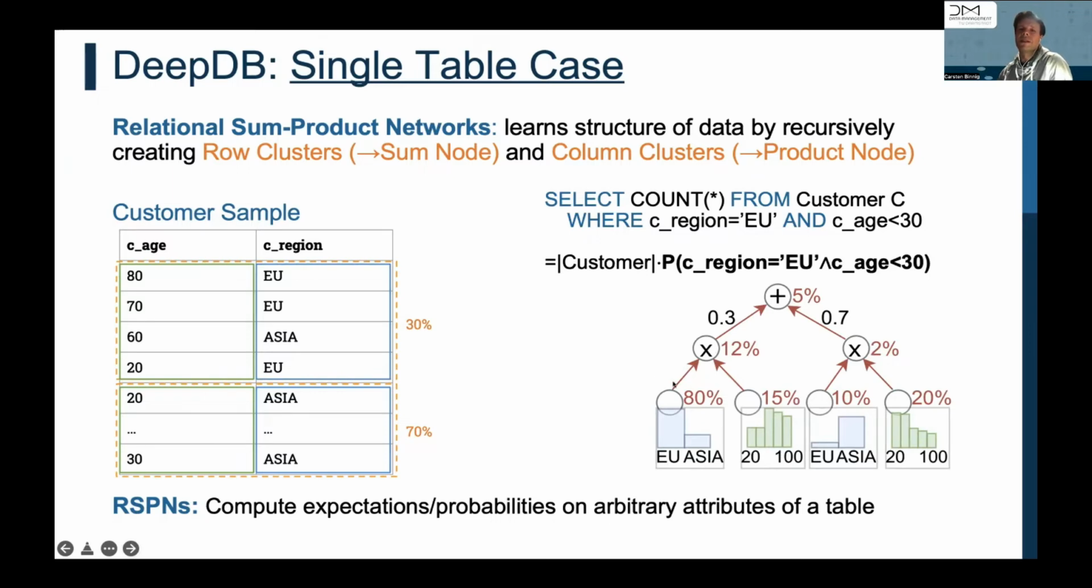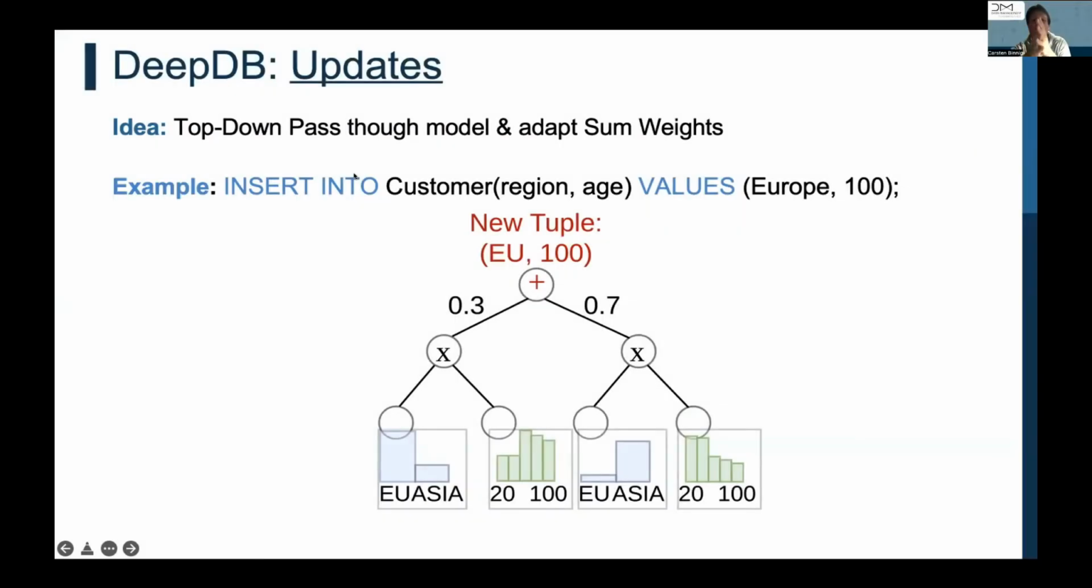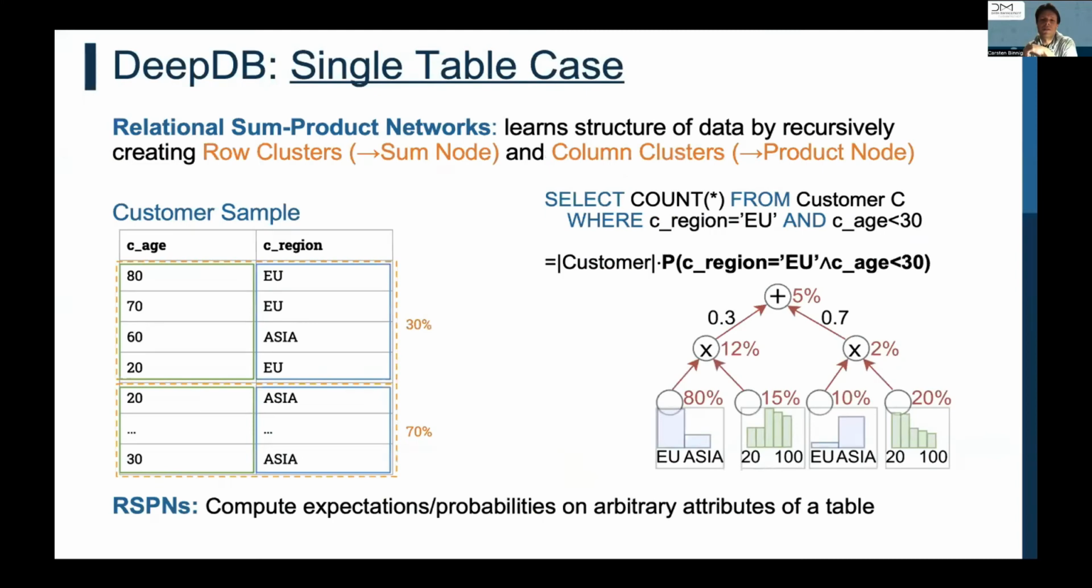Since within the different branches we assume independence of column clusters, we would just multiply the probabilities, and then do a weighted summation of the probabilities to come up with the overall fraction of customers that are coming from Europe and are younger than 30. So in this case, we would just add the probabilities coming from the left and the right branch. So I've shown you now how a model would be learned on a single table and how you can use this to do cardinality estimation for simple filter predicates on the single table, but not yet joins.